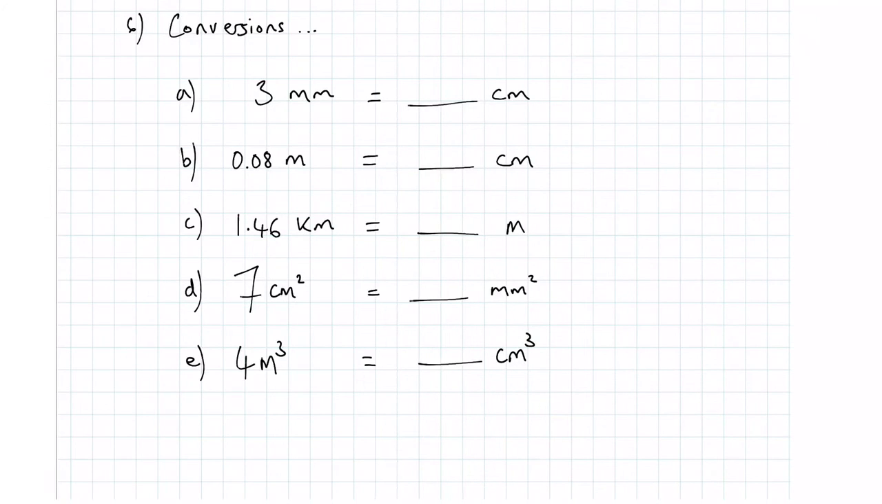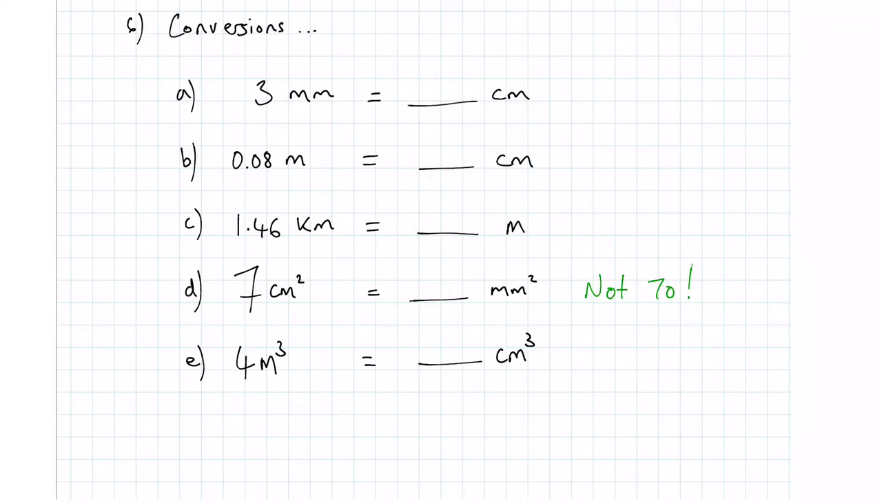It's nice and simple compared to some of the work we do as a class, but it's still important. Turning millimetres into centimetres, metres into centimetres, kilometres into metres. Very careful here. Turning centimetres squared into square millimetres. Do not think the answer to this question is 70. It is not 70. I'm going to make a note of that.